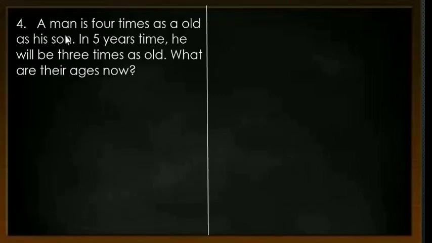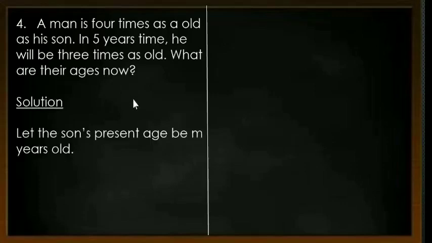Another example, a man is 4 times as old as his son. In 5 years' time, he will be 3 times as old. What are their ages right now? So just like the previous examples, we can start by saying let the son's age be m years old. Okay, so if the son's age is m years old and the question has already told us that a man is 4 times as old, it simply means we can say that the father's age is 4 times m, giving us 4m years old. We have just succeeded in interpreting the first part of the word problem.